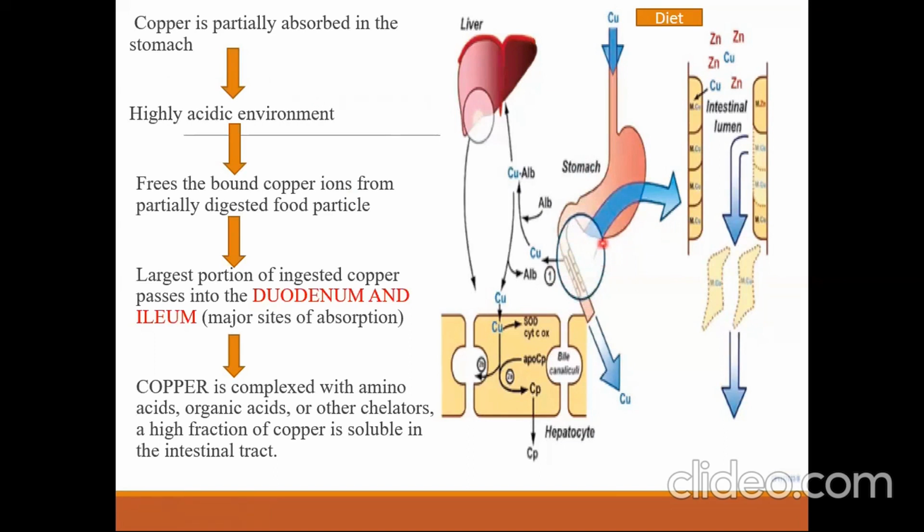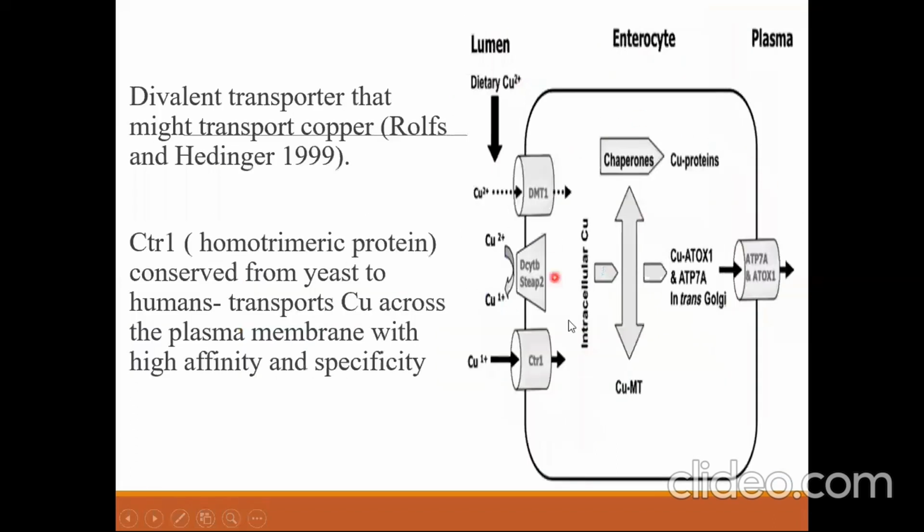This copper is complexed with amino acids, organic acids, or other chelators. A high fraction of the copper is soluble in the intestinal tract. Within the intestine, how does it enter from the lumen to the cytosol of the enterocytes? It needs two transporters. One is a divalent metal transporter. The second, recently identified transporter is CTR1, which is a homotrimeric protein conserved from yeast to humans.